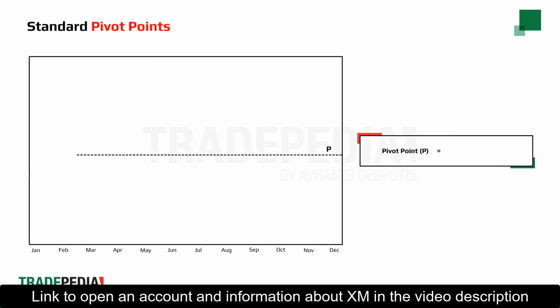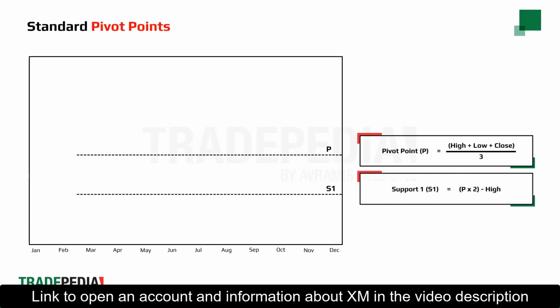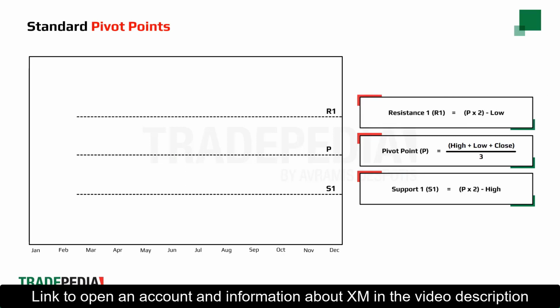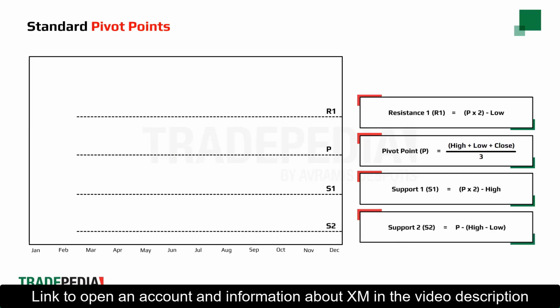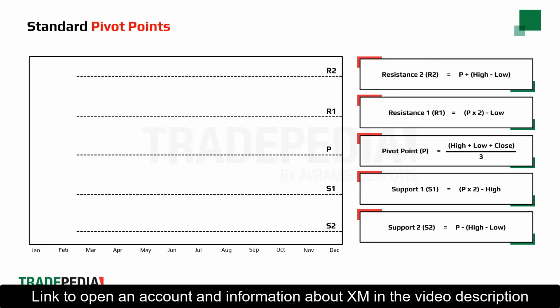The standard pivot point is calculated by averaging the prior high, low, and close price of a higher time frame, which then acts as the main support or resistance level. Based on this point, we can then calculate the first support level by multiplying our pivot by 2 and then subtracting from it the previous high. The first resistance can be found by multiplying the pivot by 2 and subtracting the previous low. An additional support level can be found by subtracting the range of the previous period from the main pivot point. An additional resistance can be found by adding the range of the previous period to the main pivot point.